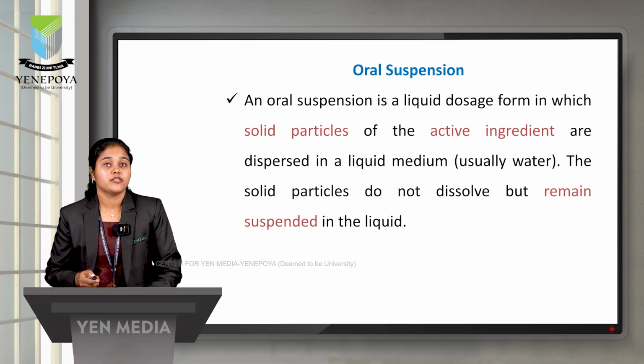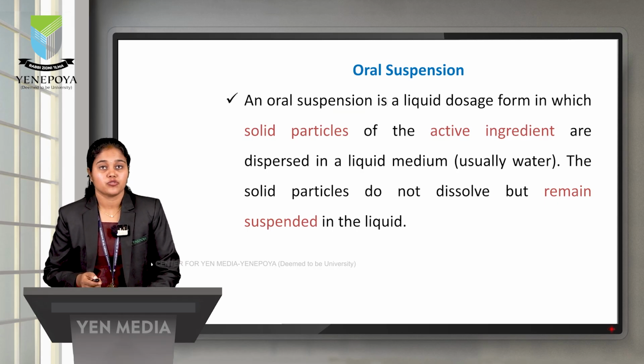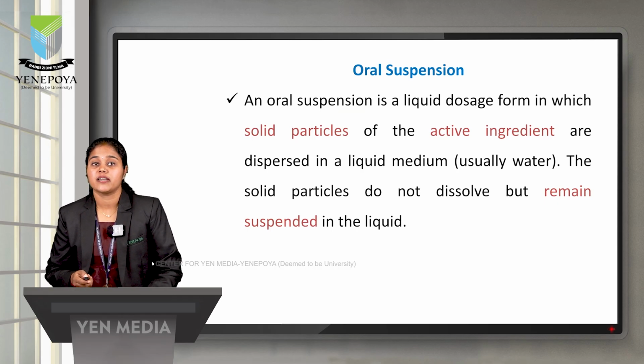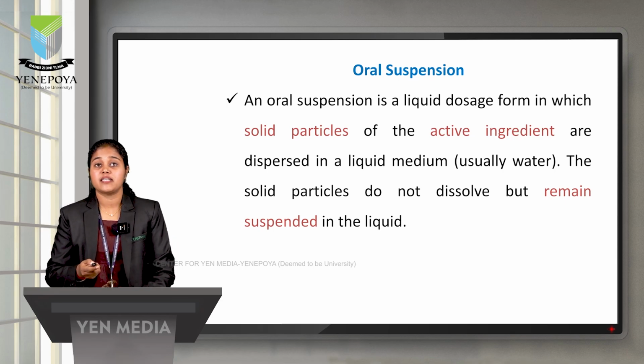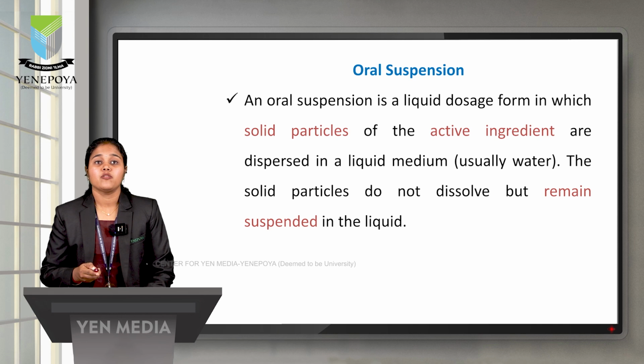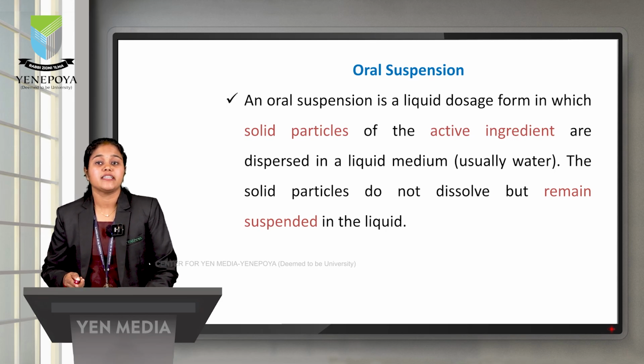The next is oral suspension. I told you that there are two phases, that is a biphasic dosage form. For biphasic dosage forms, we gave the examples of suspension and emulsion. We have seen what an emulsion is, we will see what a suspension is now. An oral suspension is a liquid dosage form in which solid particles of the active ingredient are dispersed in a liquid medium. So, the solid particles do not dissolve but remain suspended in the liquid.